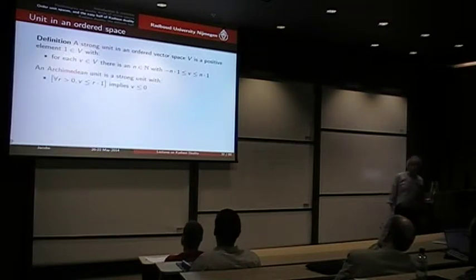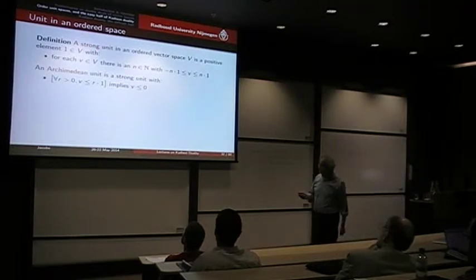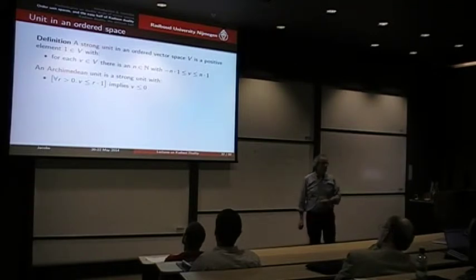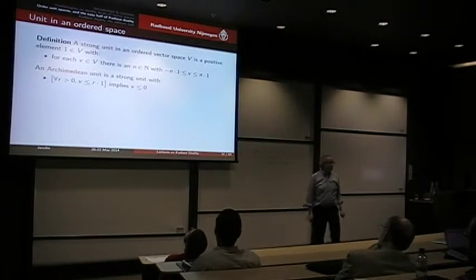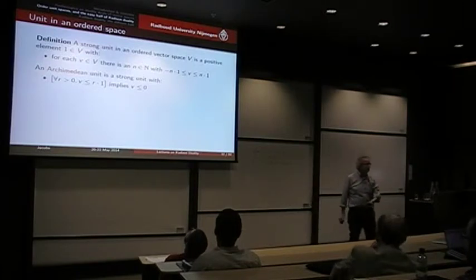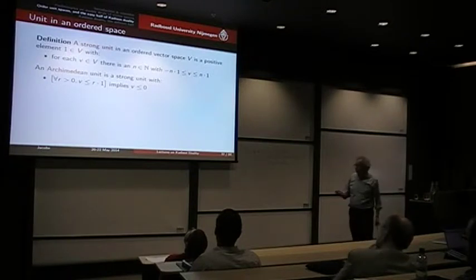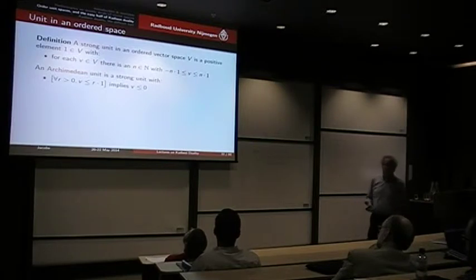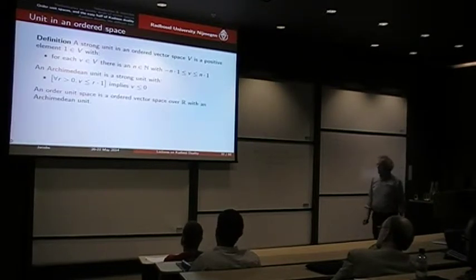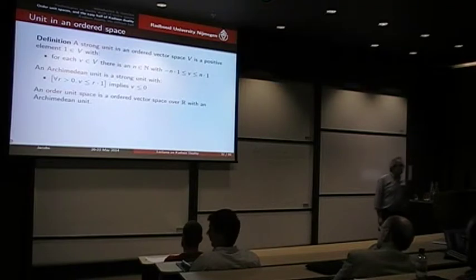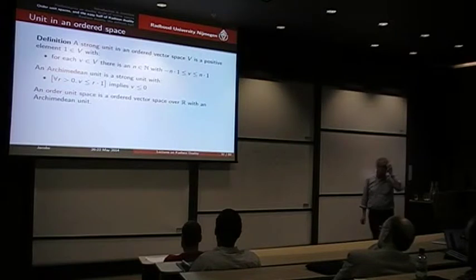And such a unit is called Archimedean if this condition holds. So if I can prove that for each positive real number r, v is below r times 1, then v must be below 0. So it's a way to push an element below 0 by proving that it can become arbitrarily small, or it's bound to be arbitrarily small. And an order unit space is an order vector space over the real numbers, sorry, restricted to the real numbers, which has such an Archimedean unit.